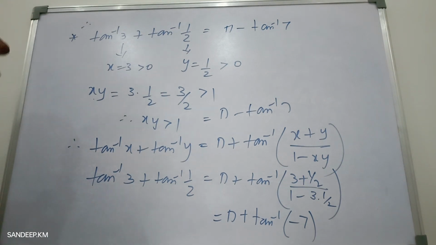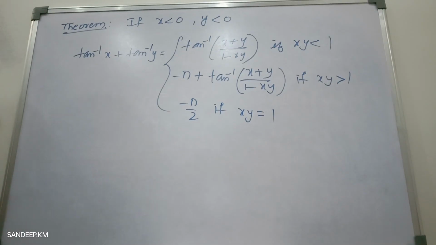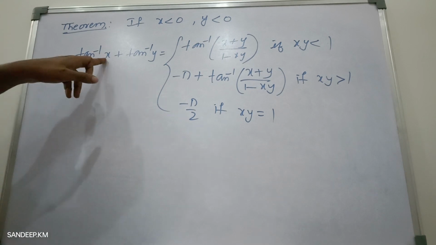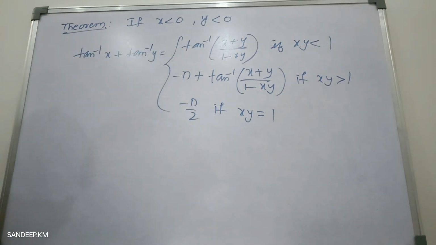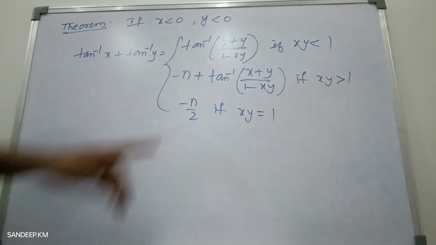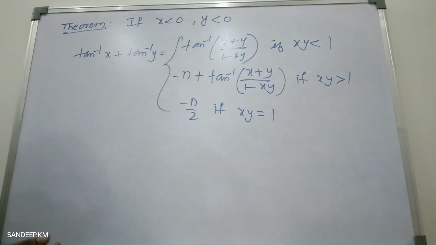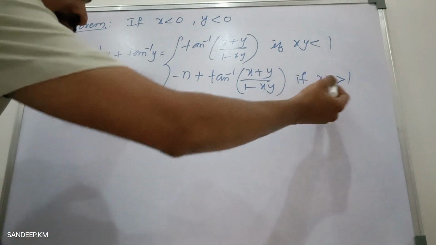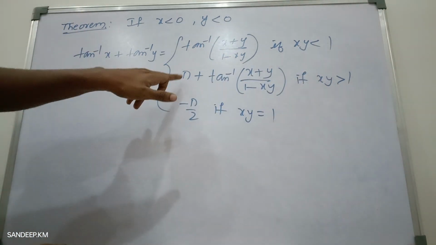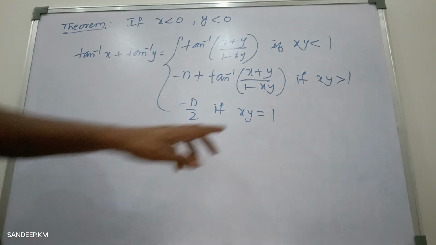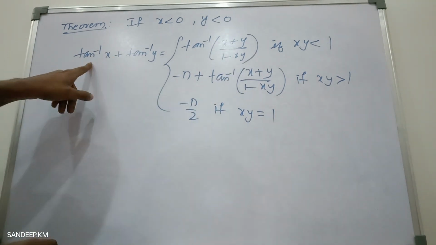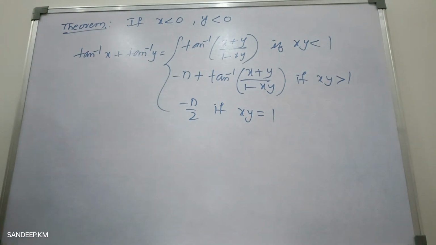So now we will go for the next theorem. What if x is negative and y is negative? Then tan inverse of x plus tan inverse of y again has three different formulae. If xy is less than 1, it is tan inverse of (x plus y) by (1 minus xy). If xy is greater than 1, we have minus pi plus tan inverse of (x plus y) by (1 minus xy). And if xy is equal to 1, then tan inverse x plus tan inverse y is minus pi by 2.